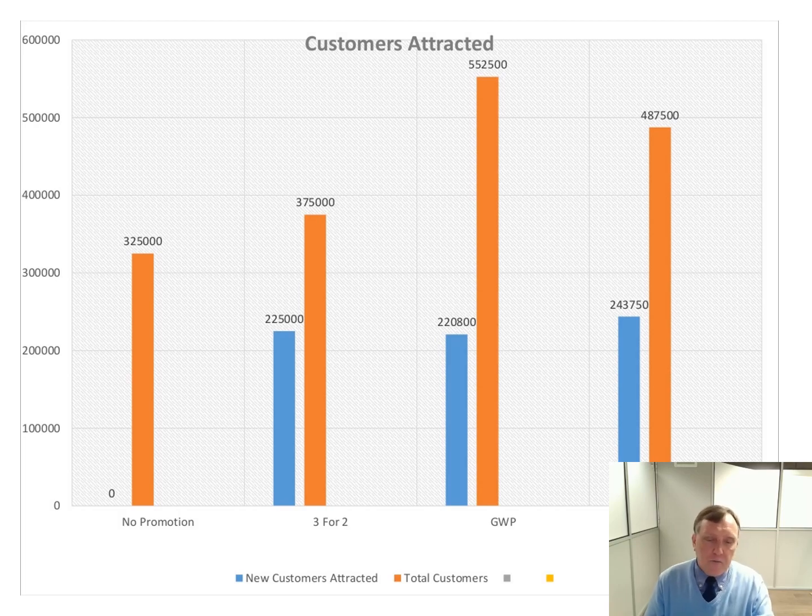So in the case of the 3 for 2, 225,000 new customers. Gift with a product, 220,000, and 243,000. So again, new customers, the most new customers attracted was the discount.